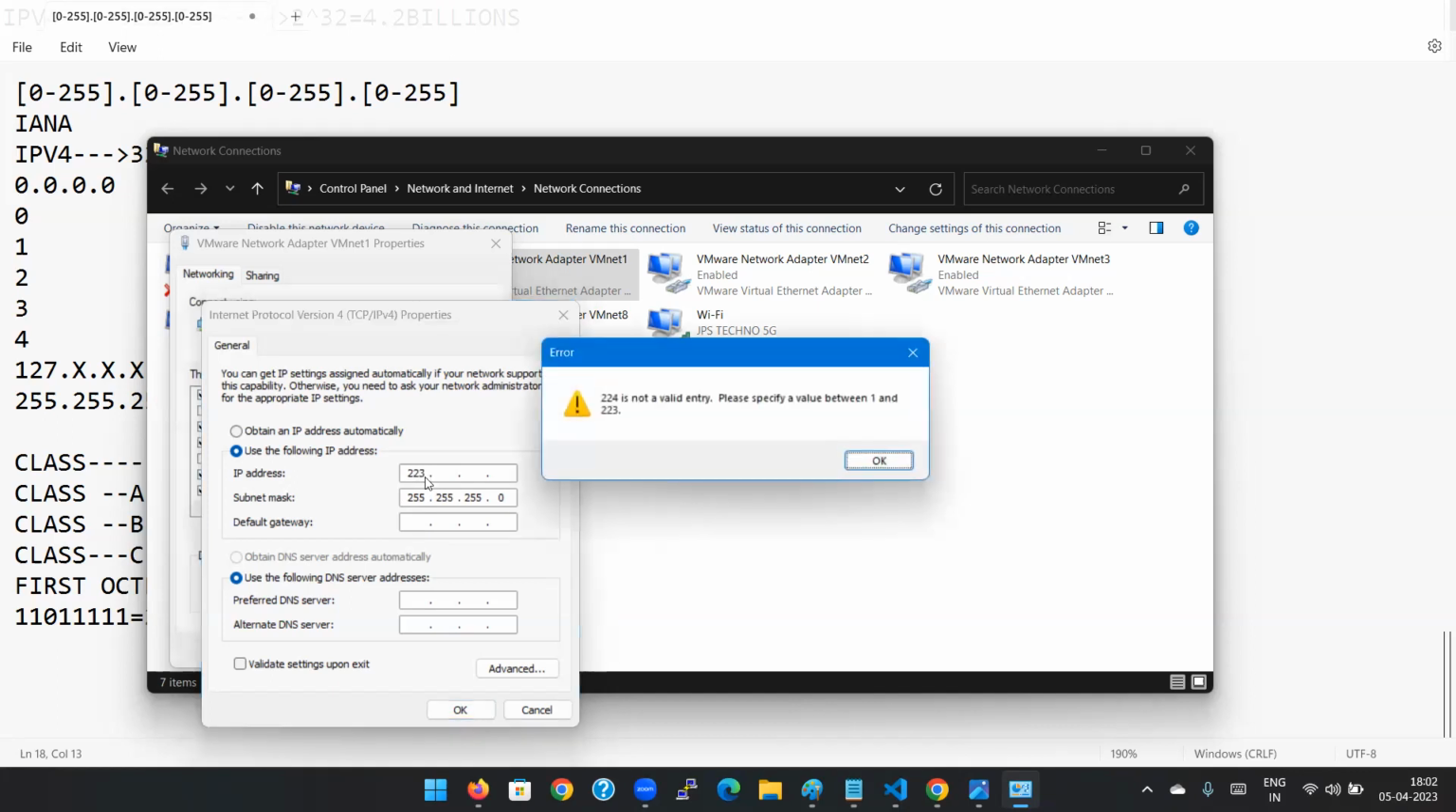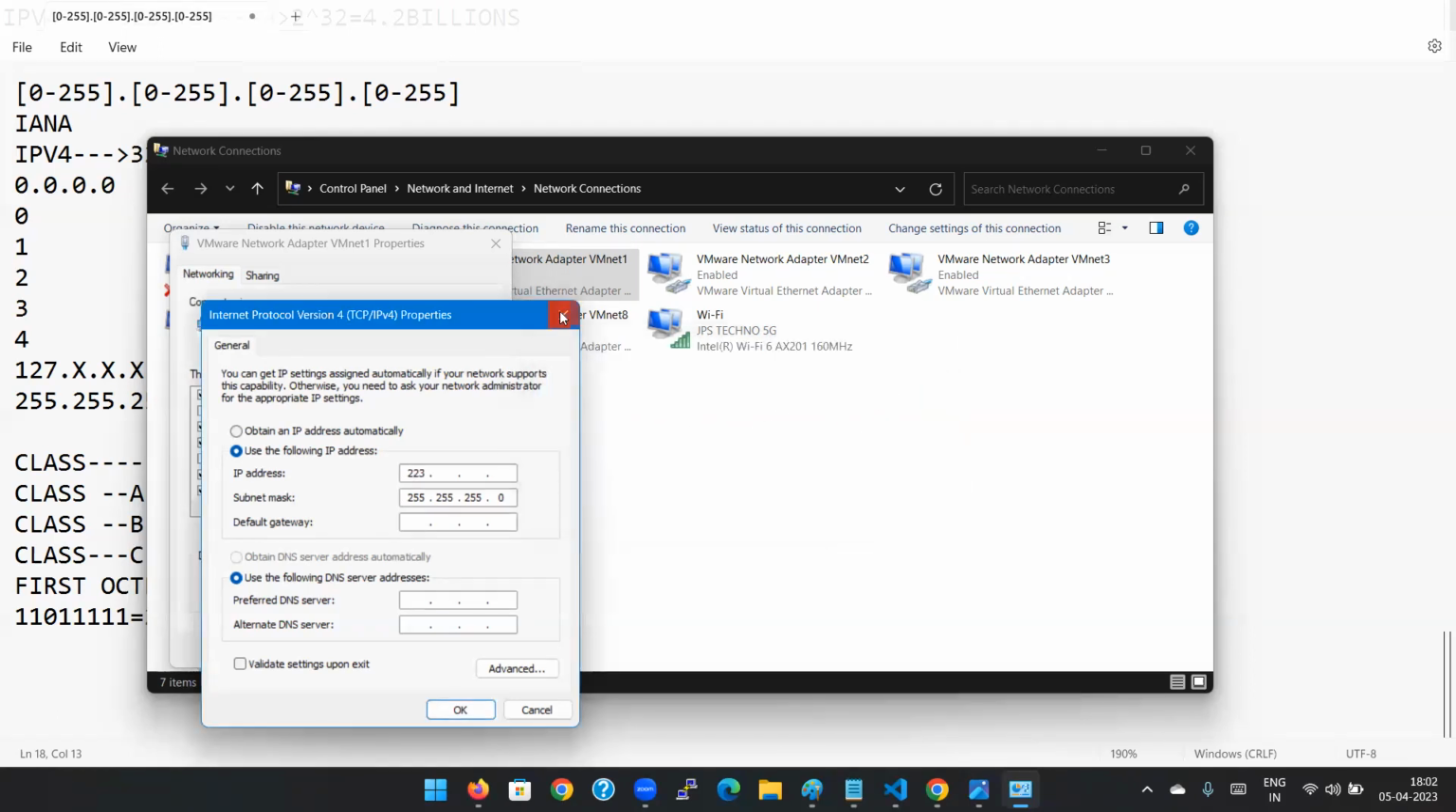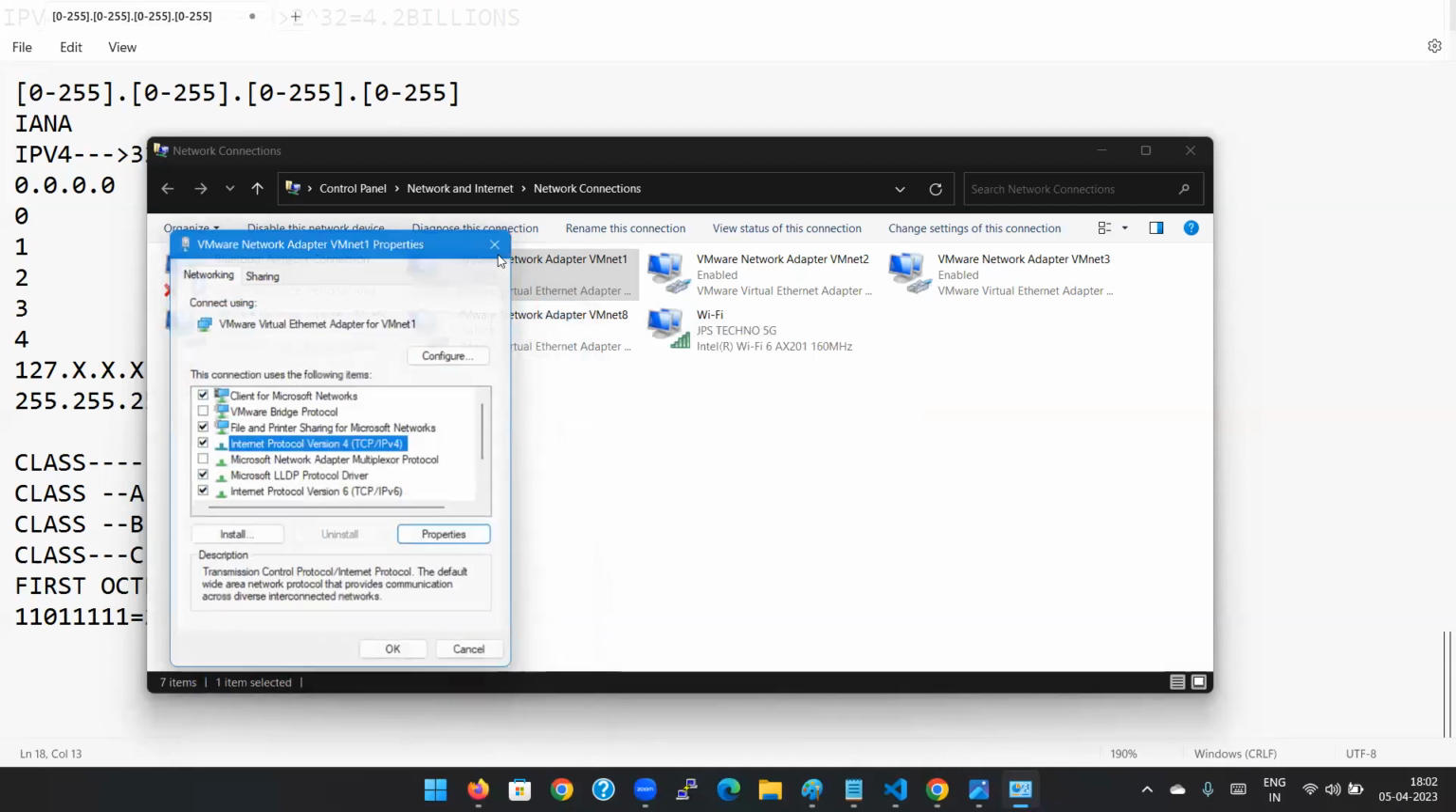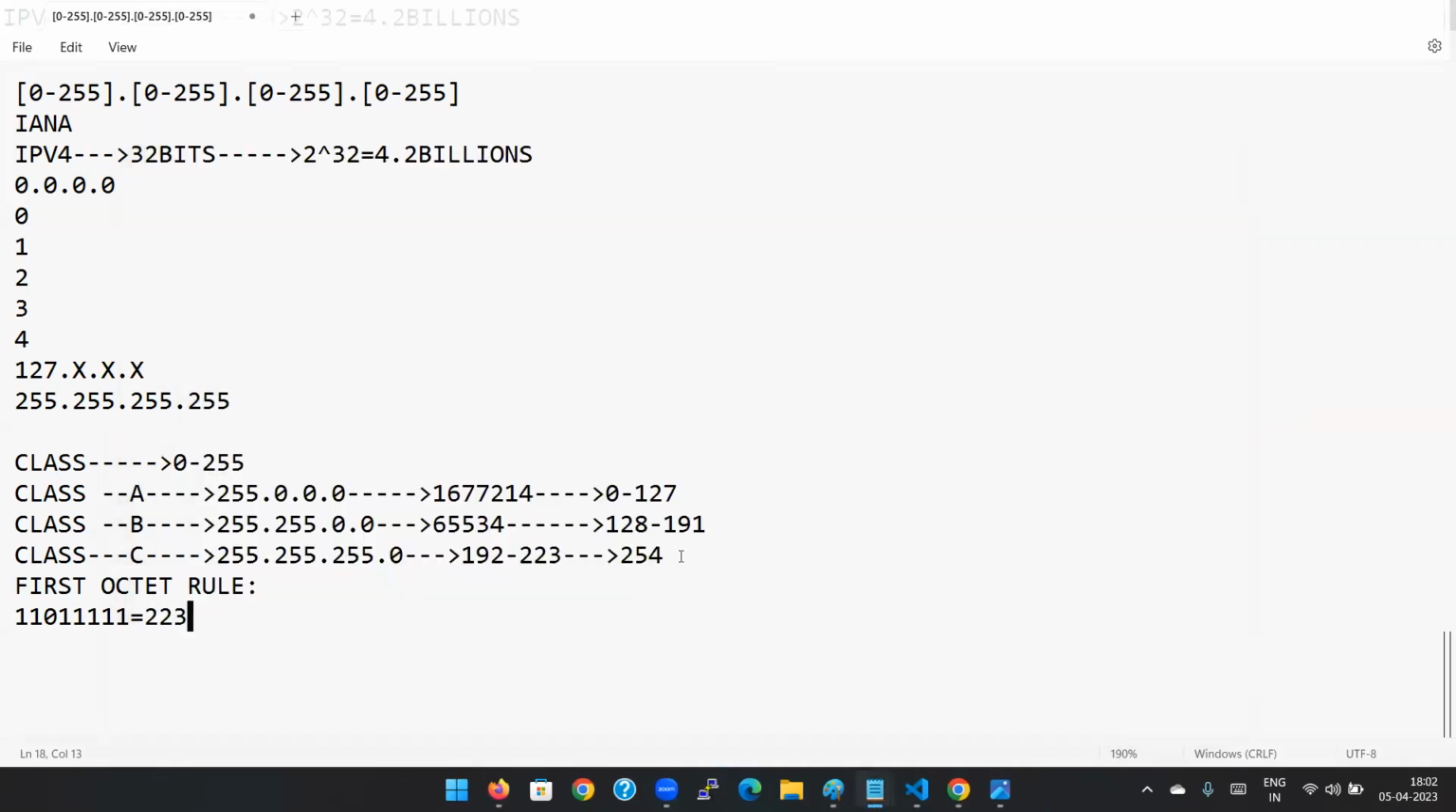If you enter 224, it says 224 is not a valid entry. Please specify a value between 1 and 223. So for computers and for any networking devices, you can assign 0 to 223 only. If you assign 224 in the first octet, the computer will not take it, and servers will not take that particular IP address either.